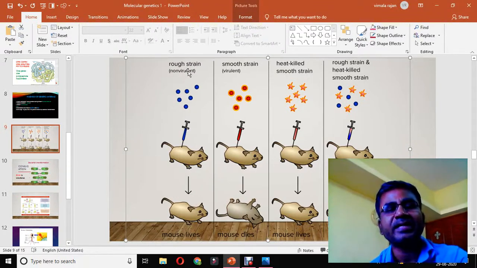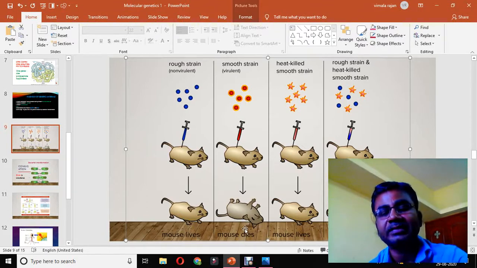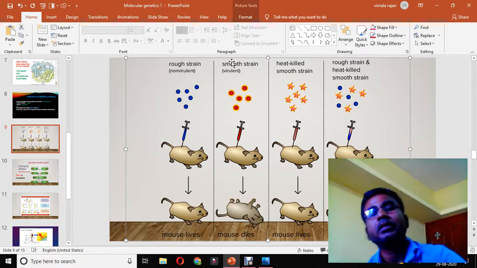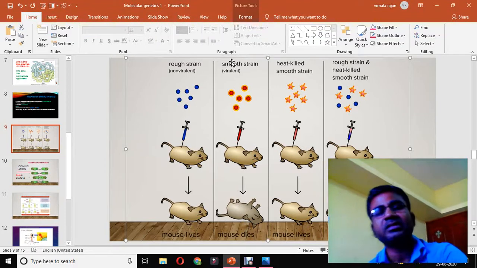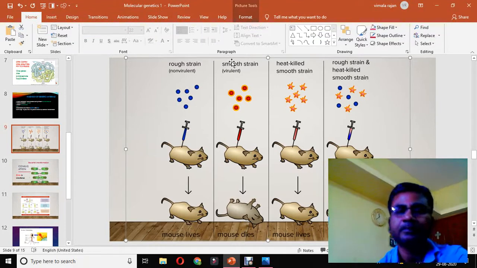So the rough strain is no problem. If the rough strain of bacteria is injected into the mice, the mouse lives. There is no death. But if the smooth strain of bacteria is injected, the mouse dies because the smooth strain is virulent. Virulent means some toxicity is there, it is capable of killing.